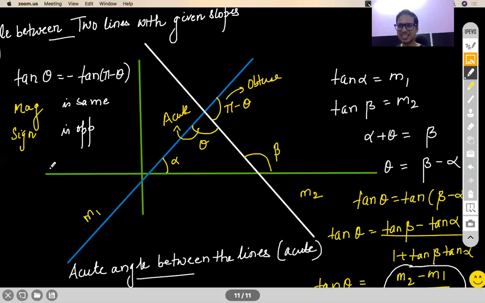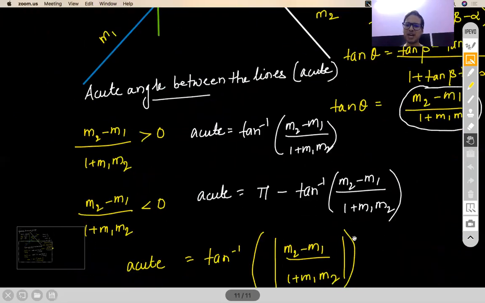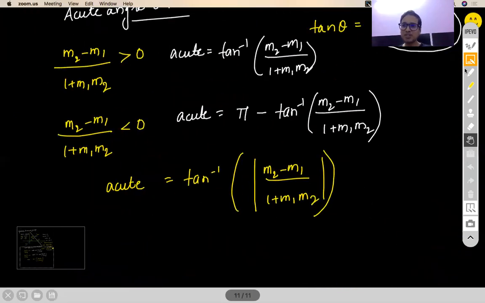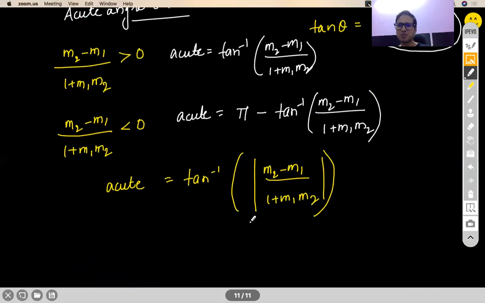So the one with the negative sign will be giving you the tan of the obtuse angle, and the one with the positive sign will give you tan of the acute angle. So if I directly want the acute angle, why don't I mod this and make it positive? Because magnitude wise both will be the same, only sign wise they will be different. So I just take a tan inverse of it. My job is done.